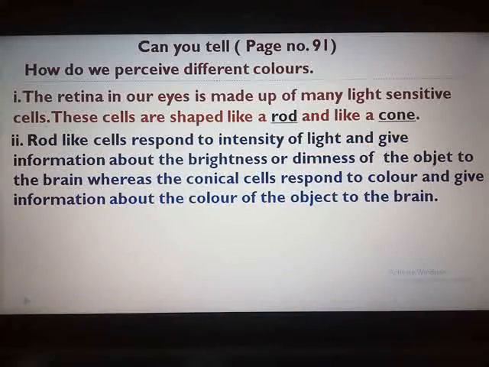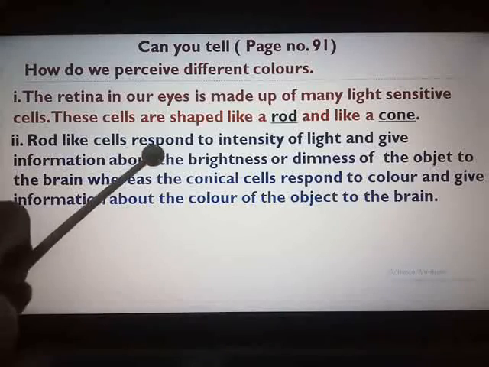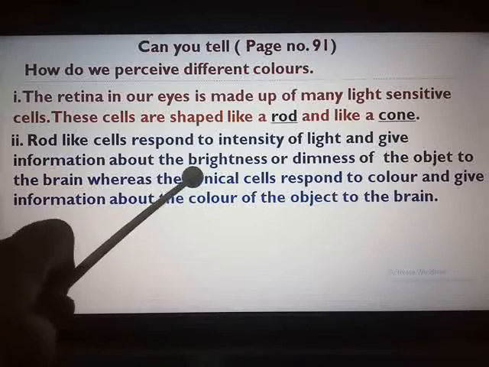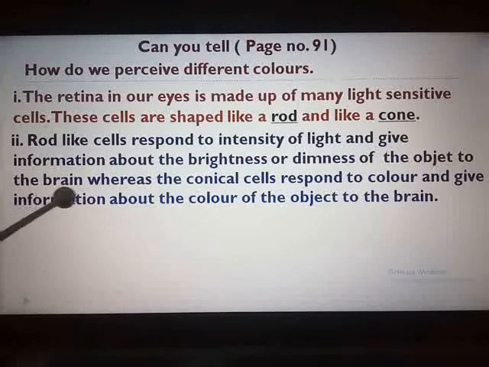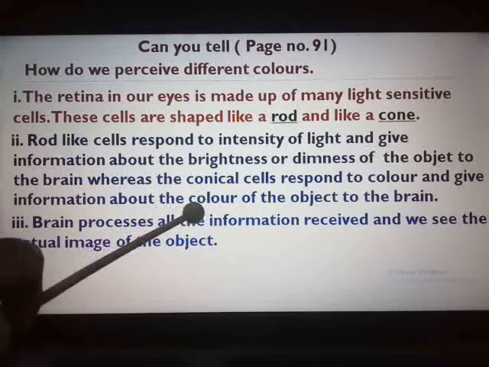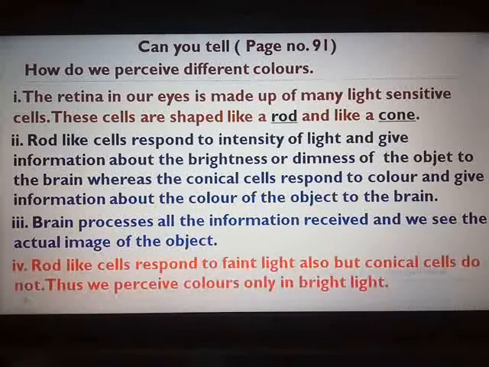Second point, continue marking. Rod-like cells respond to intensity of light and give information about the brightness or dimness of the object to the brain, whereas the conical cells respond to color and give information about the color of the object to the brain. Third point, continue marking over there. Brain processes all the information received and we see the actual image of the object. Fourth point, rod-like cells respond to faint light also, but conical cells do not, and thus we perceive colors only in bright light.